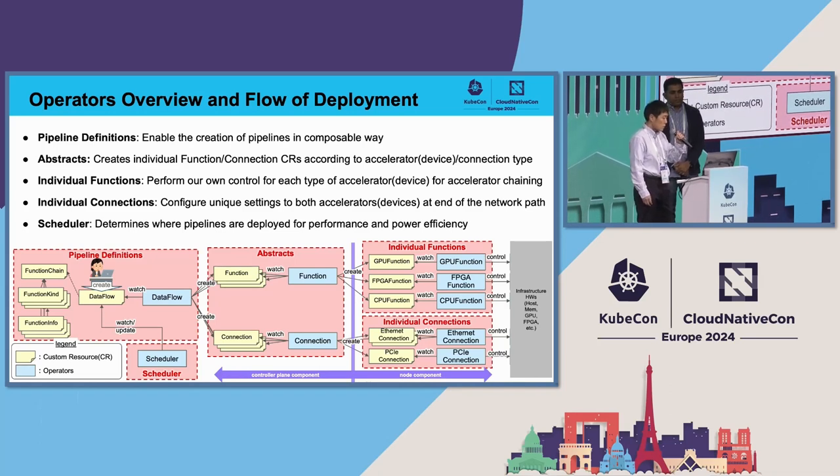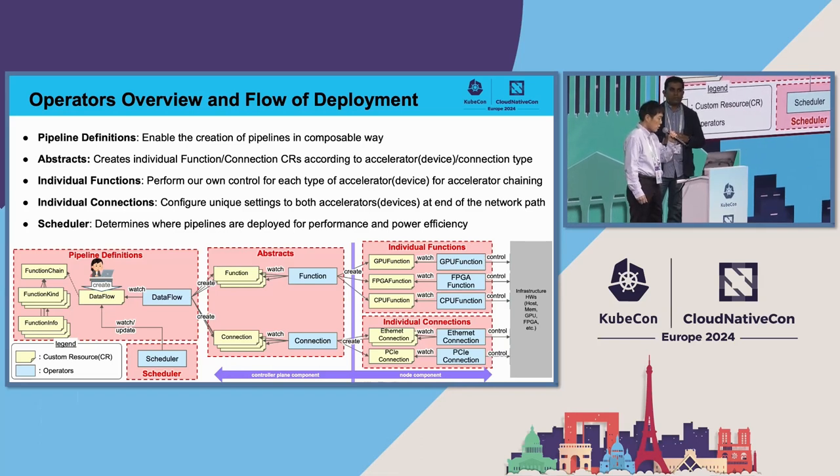Next, individual functions. This category of operators perform our own control for each type of accelerator or device for accelerator chaining. And in this category, we have each type of operators for each accelerator or device type. And next, individual connections. Operators in this category configure unique settings to both accelerator or device at the end of the network path, according to the connection type. And like individual functions, we have each type of operators for each connection type.